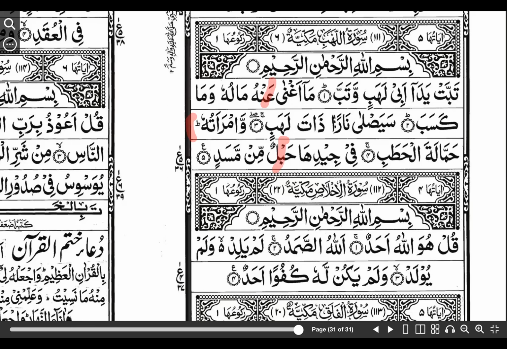Do you know Sayasla naran dhata? Just read this, stopping here. Sayasla naran dhata lahab. Then wamra'atuhu hammalat al-hatab. Then the last verse, fi jidiha hablum min masad. Mashallah, the reading is good. The only thing is ma aghna anhu, you didn't make the ayn strong enough. And here you concentrated so much on the two has, fi jidiha, making the first ha strong and the second soft, that you forgot the qalqala in the ba. You made both has very good, but forgot the qalqala. Reading is very good. The next one, Surah Ikhlas.